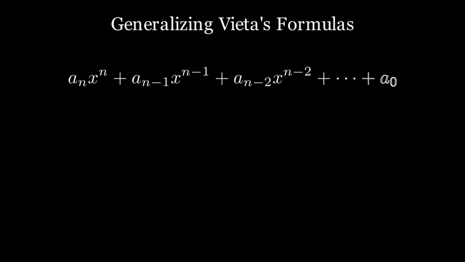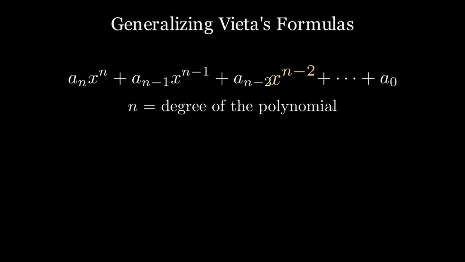Now what about non-quadratic polynomials? There will be a lot of notation here, so I'll explain as best I can. We'll start with our polynomial in standard form, which will look like this. N represents the degree of the polynomial, so starting at x to the n, and gradually decreasing until the last term ensures you include all degrees of x.